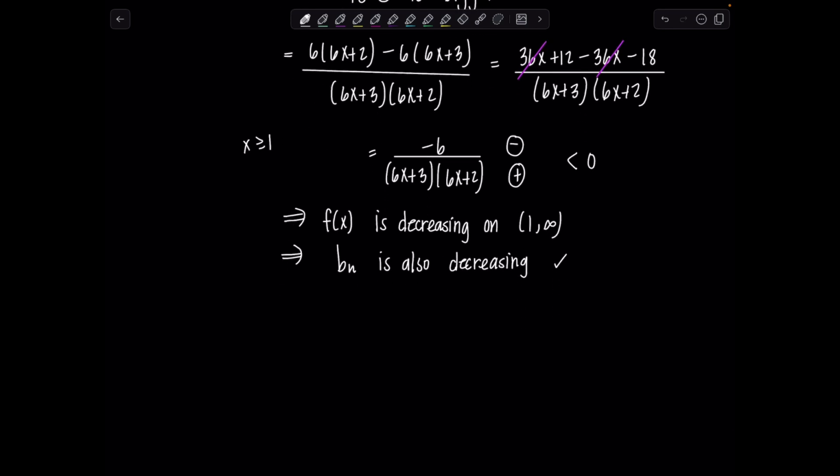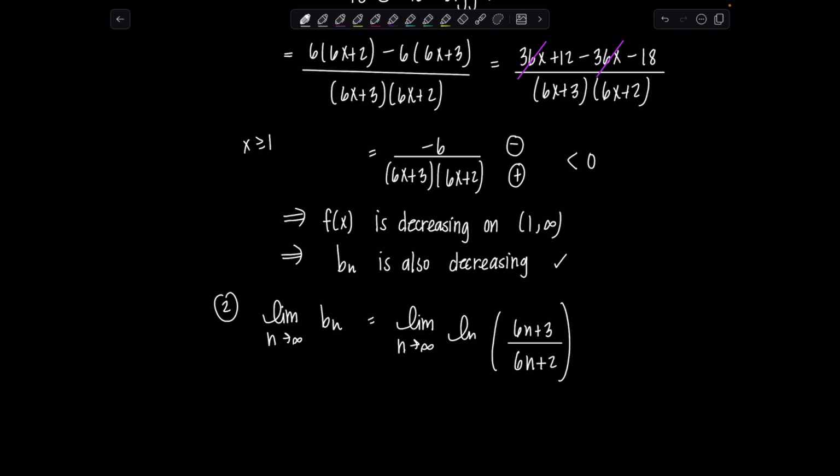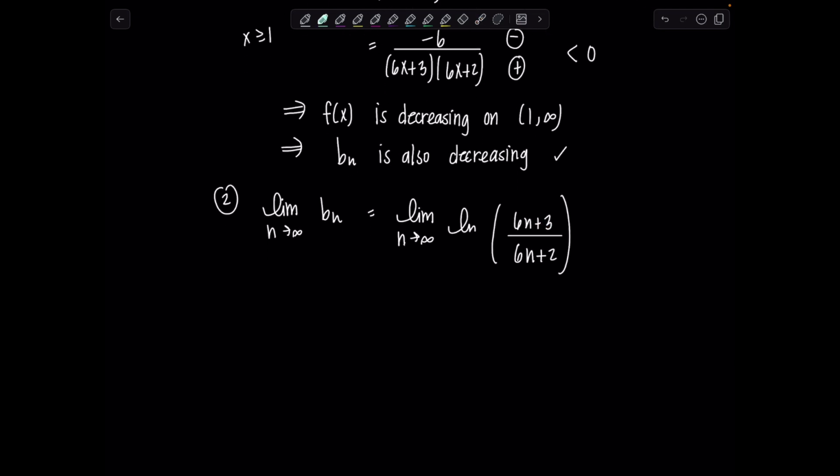The second one that I need to check is that the limit as n goes to infinity of b sub n is 0. So let's see, what's the limit as n approaches infinity? And what was b sub n? It was natural log of (6n plus 3) over (6n plus 2). Okay, now natural log is continuous on its domain and is going to infinity. So you're allowed to just pass that limit inside the argument. A lot of people just do it mentally, but if you want to actually write that, we have natural log of the limit as n goes to infinity of (6n plus 3) over (6n plus 2).